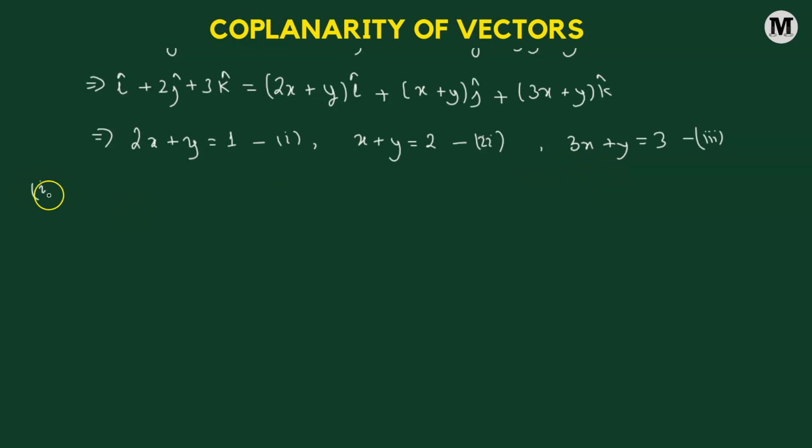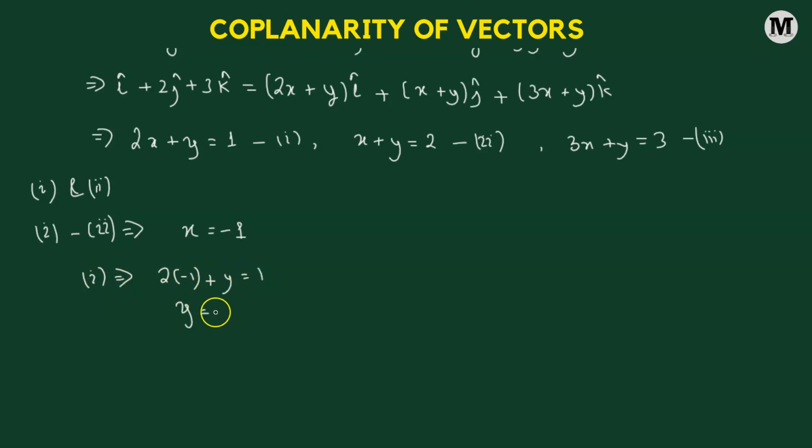Okay, let's pick equation number 1 and equation number 2. We'll take equation number 1 and subtract equation number 2 from it. That gives us 2x minus x, which is x. y and y get cancelled out. 1 minus 2 gives us negative 1. So we have x equals negative 1. Now we'll substitute this value back in equation number 1. So we have 2 times negative 1 plus y equals 1, so y equals positive 3. So we've obtained the values of x and y.